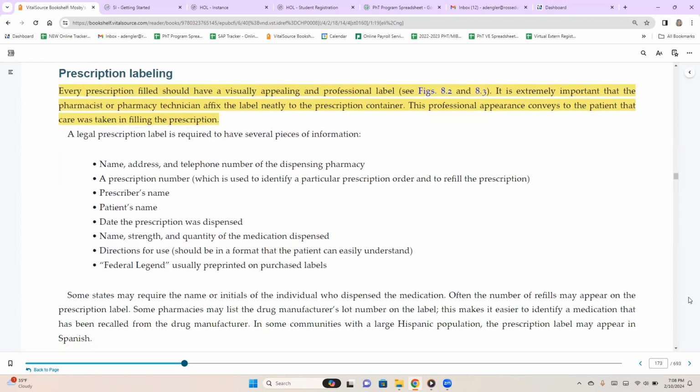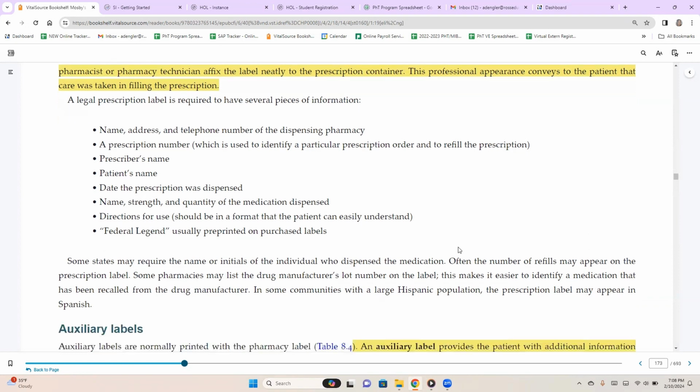A legal prescription is required to have several pieces of information: the name, address, and telephone number of the dispensing pharmacy, a prescription number, prescriber's name, patient's name, date the prescription was dispensed, name, strength, and quantity of the medication dispensed, directions for use, federal legend.